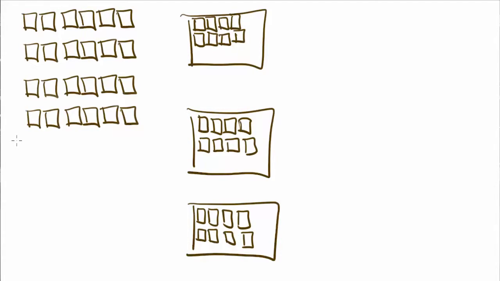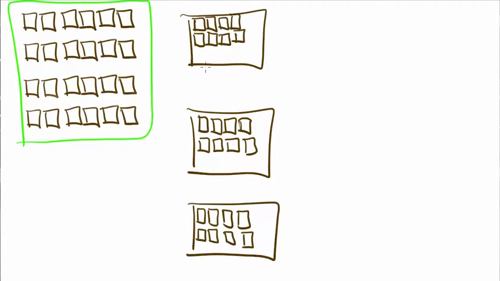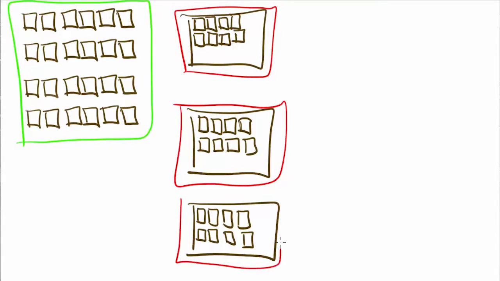We call this division situation fair sharing or partitive division. In this situation, we know the total number of items, and we know the number of groups that we're sharing it into. We just don't know the size of each group. We had to hand them out one by one to figure out that 24 divided by 3 equals 8.